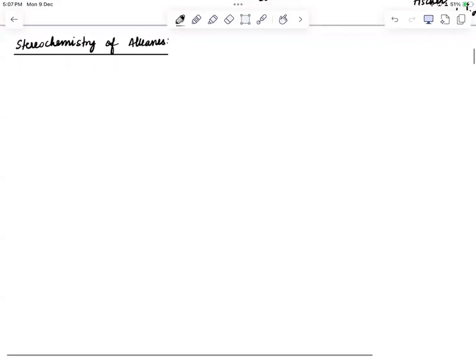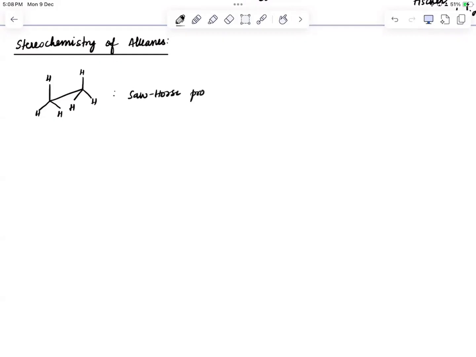In general, if you have a three-dimensional structure, I can write it in a two-dimensional structure in this form. Hydrogen, hydrogen, hydrogen, hydrogen, hydrogen. This is called the sawhorse projection, the sawhorse projection of ethane.